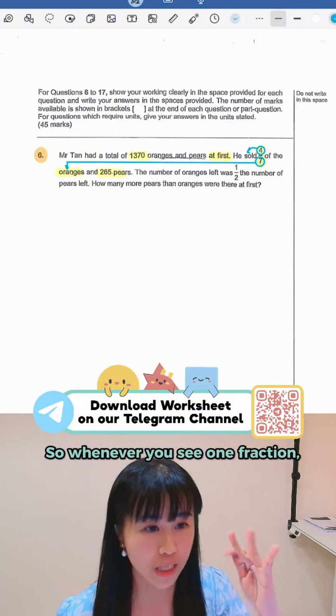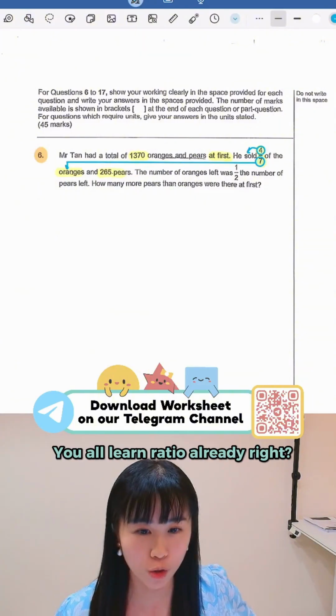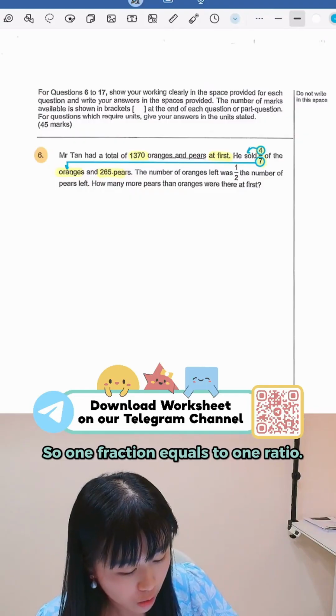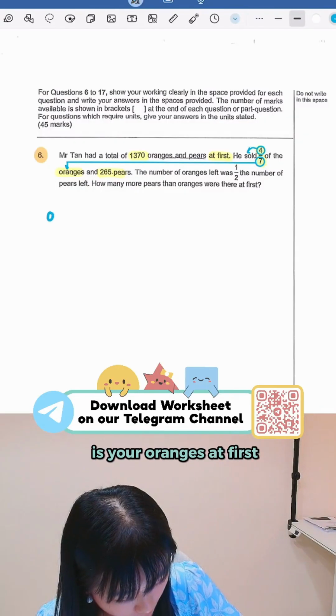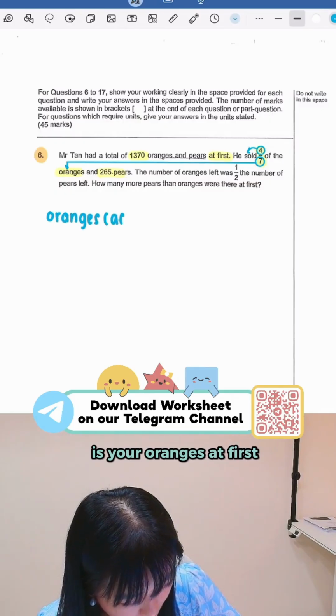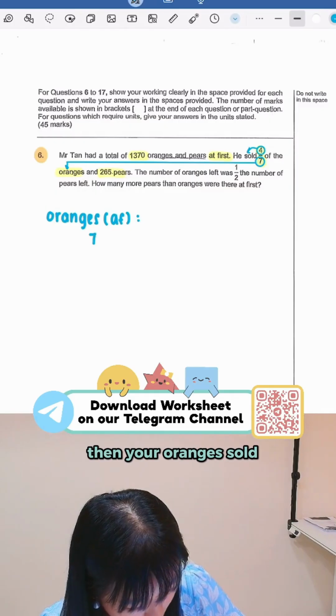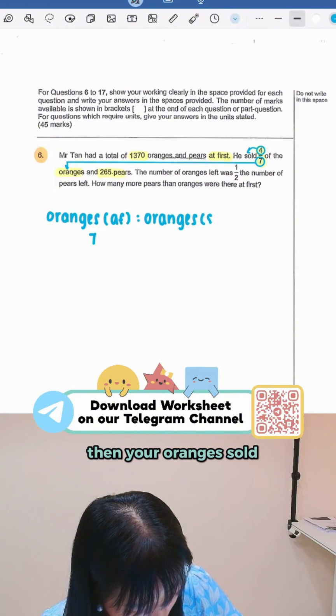Alright, so whenever you see one fraction, it's equal to one ratio. You all learned ratio already, right? So, one fraction equals one ratio. The very first ratio you can come up with is your oranges at first, which is 7 units, and then your oranges sold, which is 4 units.